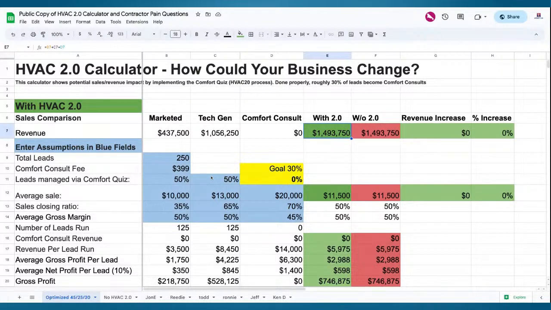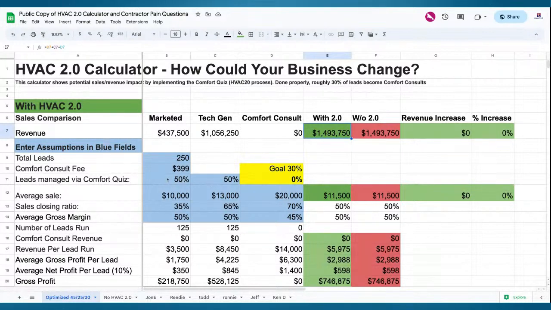until you get pretty dialed in, because you don't want to start with a bad model. You want to start with a good model. And if this is a good model, then the next step is to see what happens if you start using the comfort quiz and a small percentage of the jobs start converting, which is what Nate's going to do next, I think. Yep, that's what we're going to go adjust. So pay attention to the green and the red numbers here, with and without. This is where the comfort consult can be really nice.